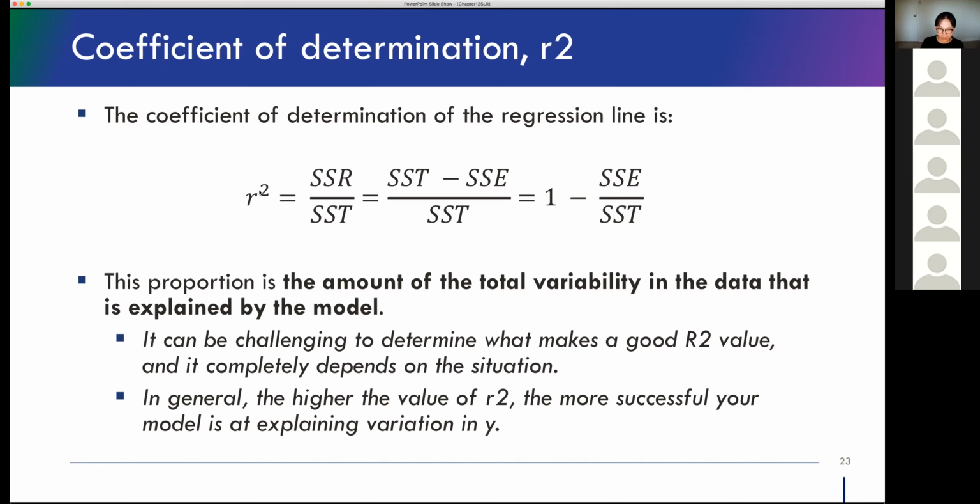And this R squared is the amount of total variability in the data that is explained by your model. I think this is the formal definition, or rather this formula tells you how to calculate it. But R squared actually means the amount of total variability in the data that is explained by your model.